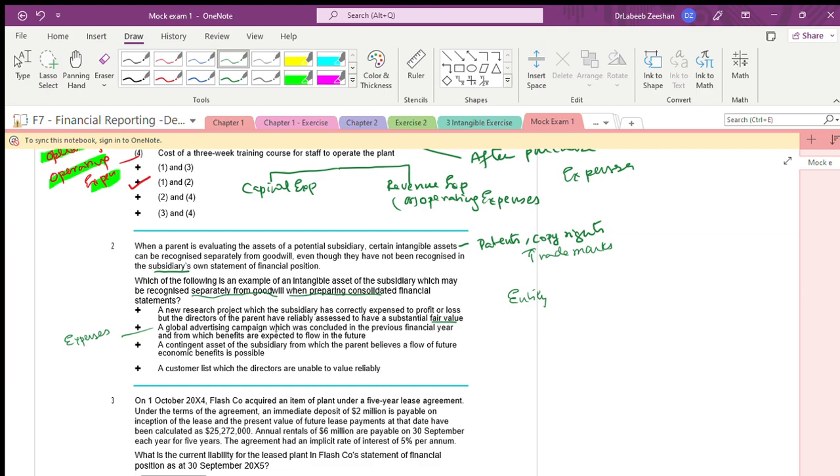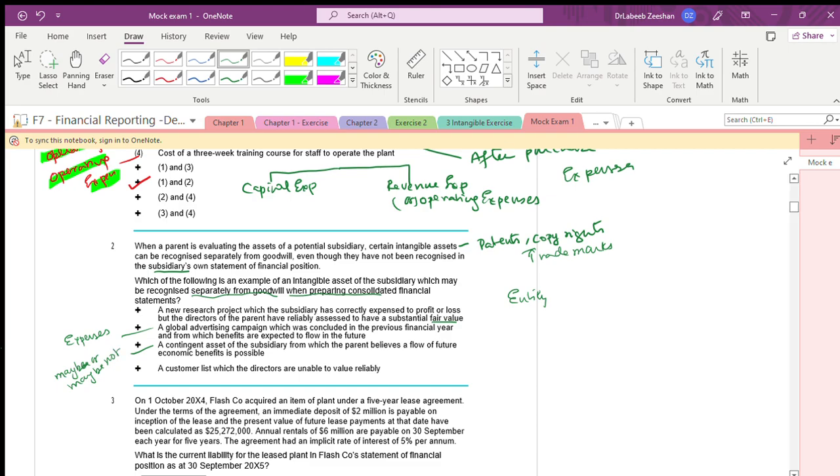Contingent, see, the moment you say contingent asset, when you are talking in terms of a contingency, it may or may not be. Okay, may or may not.